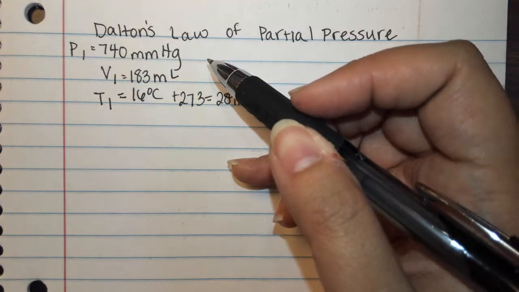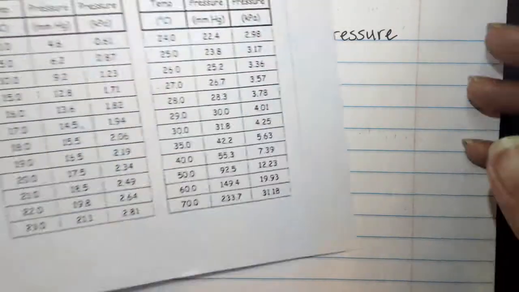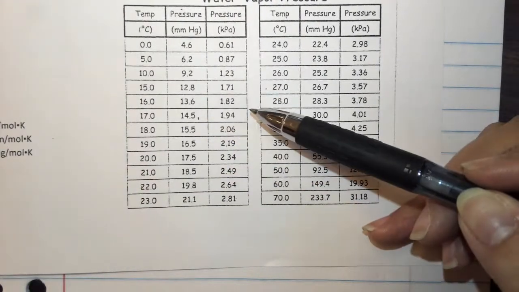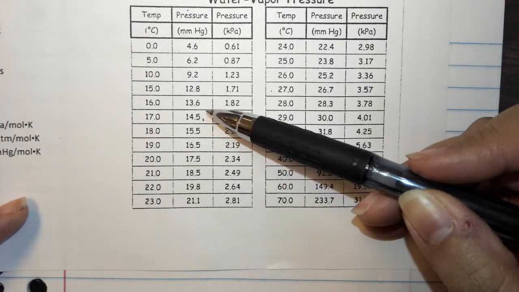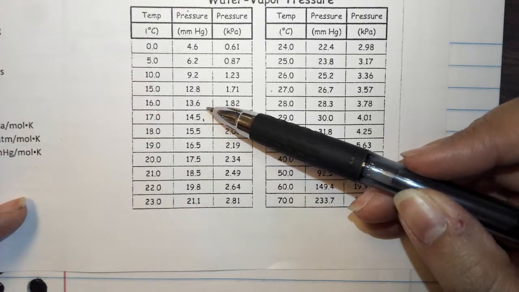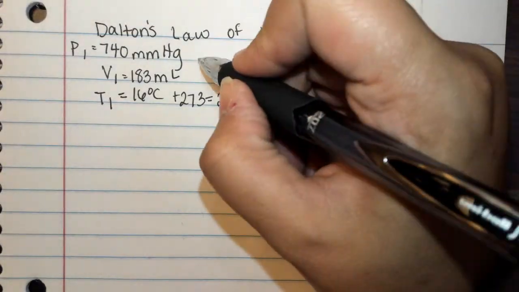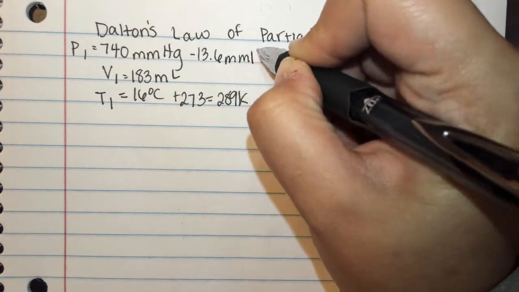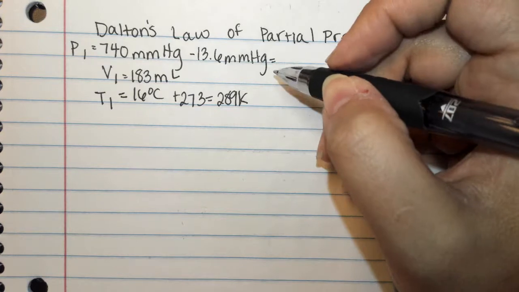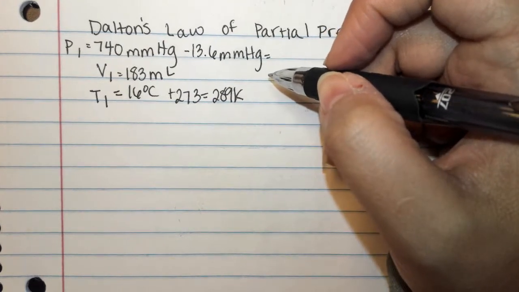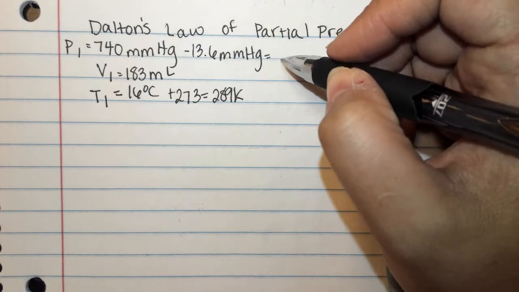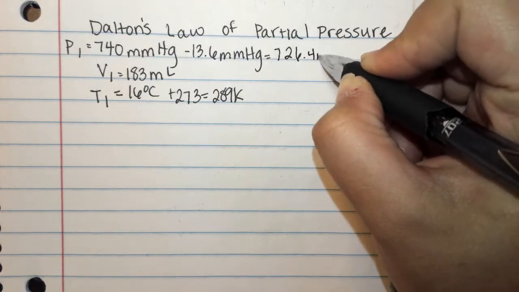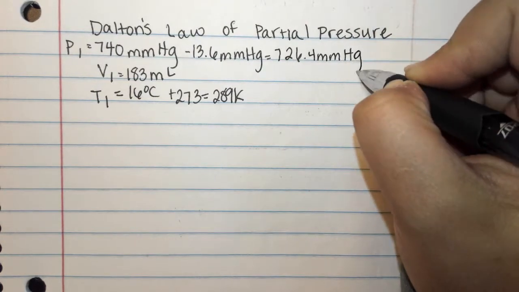subtract the water pressure. So at 16 degrees Celsius, we have 13.6 mmHg and 1.82. Since we have millimeters of mercury as our starting unit, we are going to use 13.6 and subtract it from our total pressure to get our partial pressure of whichever gas we are actually working with. So 740 minus 13.6, we get 726.4 millimeters of mercury for our initial pressure.